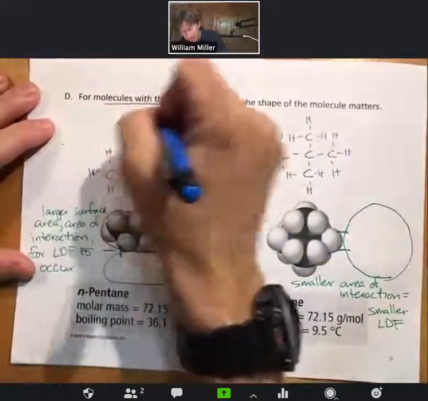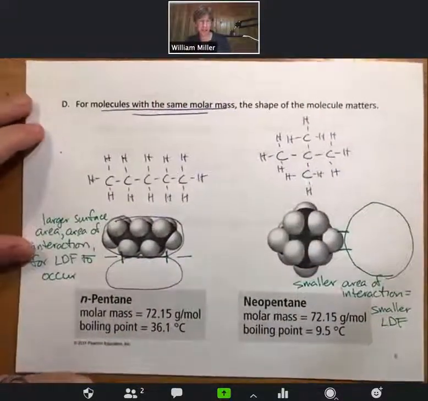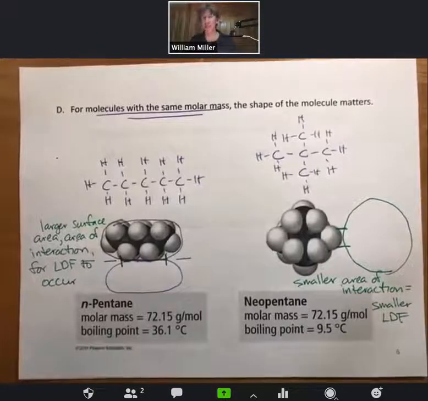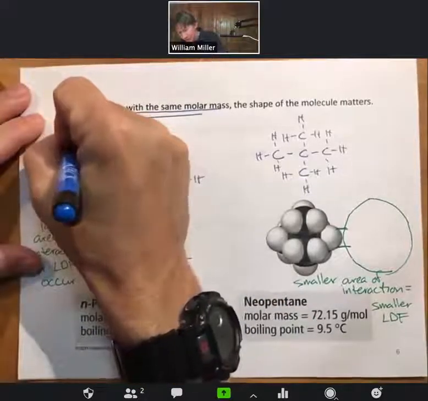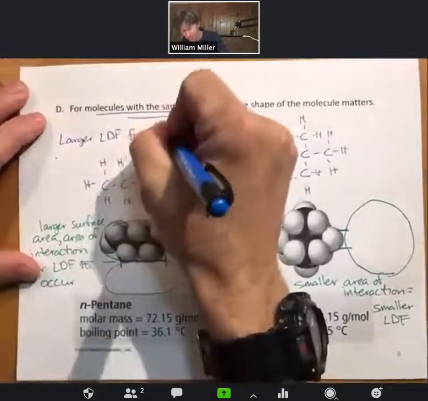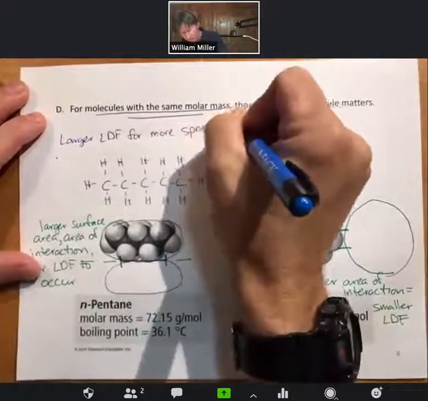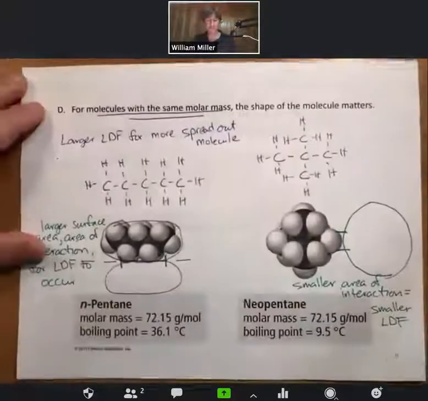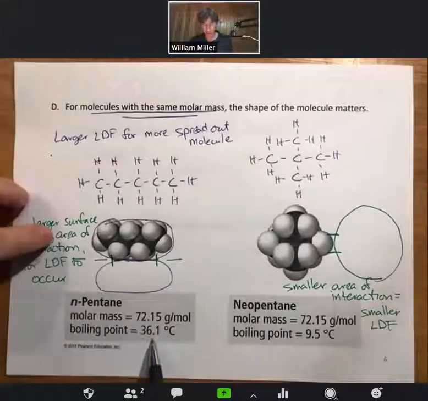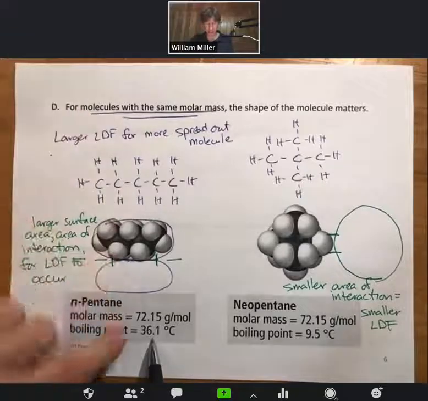And we only ever talk about area of interaction or shapes of the molecules when the molar mass is the same. When the molar mass is different, that's easy. Bigger molar mass, larger LDF. When the molar mass is the same, the shape of the molecule matters, and the more spread out molecule will have larger LDF. You'll see what this means from the homework, and we'll have pretty clear examples. And then you can see that the larger surface area of interaction means larger LDF, higher boiling point.